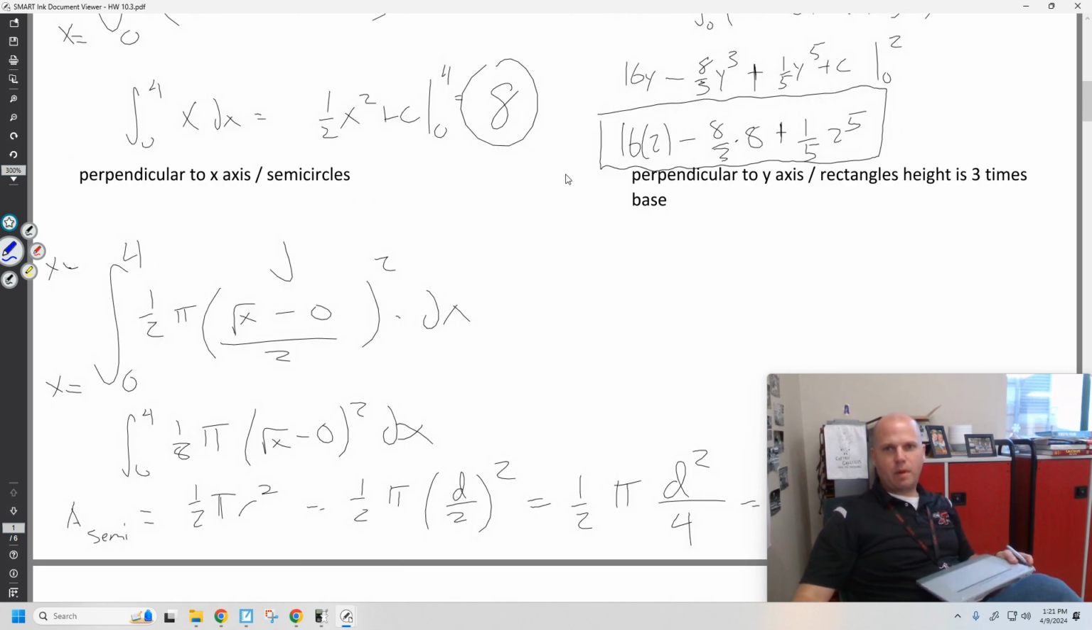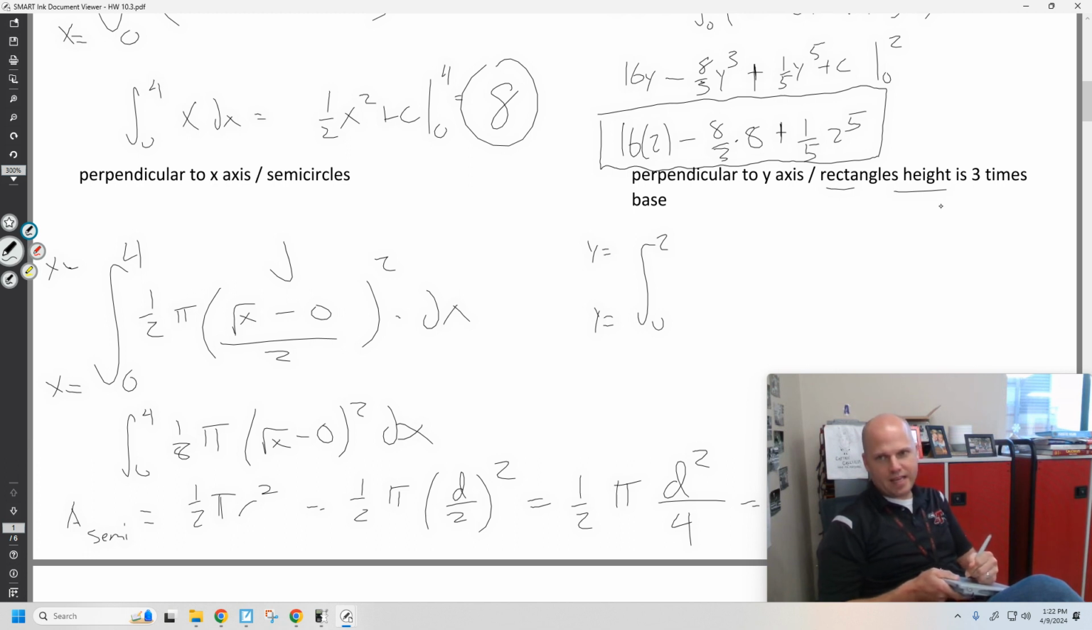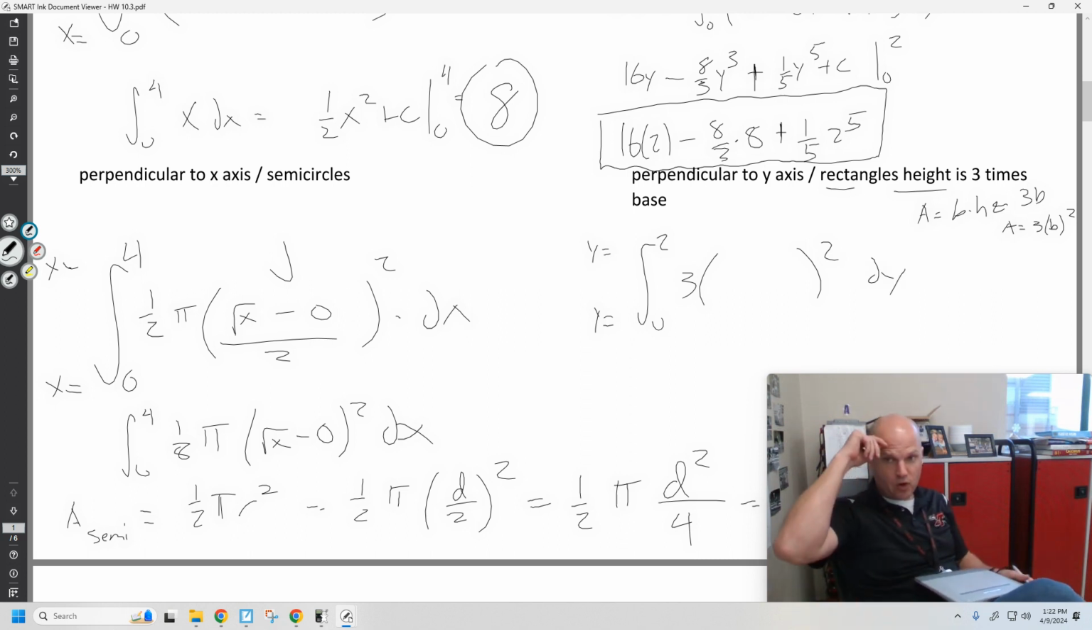So we're back to 4 minus y squared, where y equals 0 to y equals 2. But we got this rectangle whose height is 3 times the base. So a rectangle's area is base times height, but the height is 3 times the base length. So this ends up being an area formula of 3b squared. So I'm going to sum up my 3b squareds times the skinny width to give it volume. The base length is an x equals right minus an x equals left.